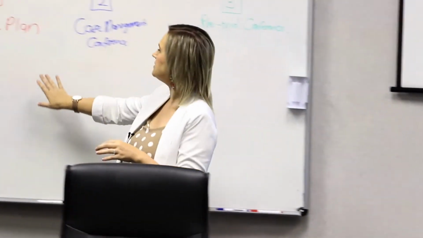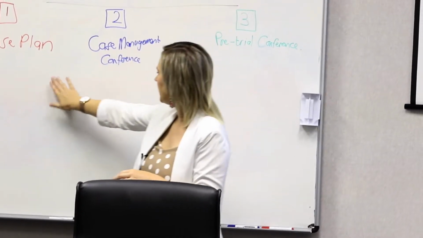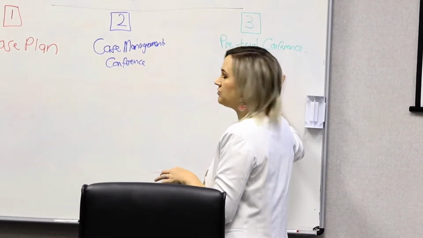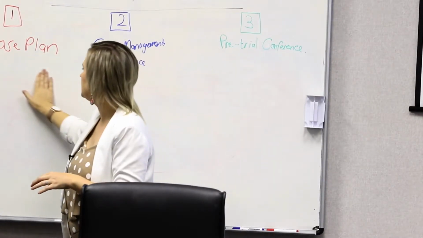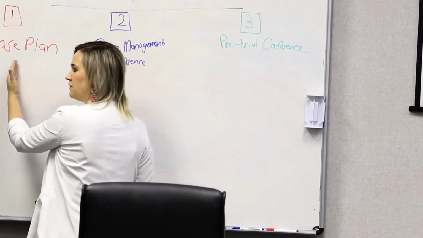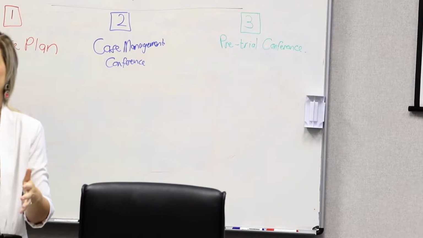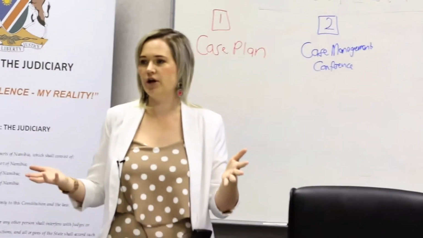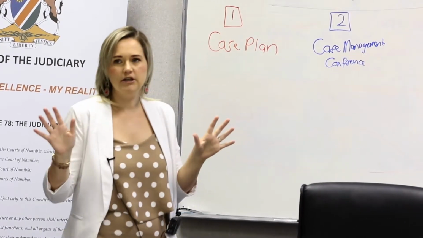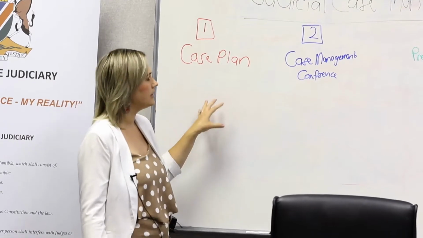Just to catch up where we are, I told you yesterday that judicial case management happens in 3 phases: the case planning conference, the case management conference, and the pretrial conference. So these are the 3 stages of judicial case management. This starts right after notice of intention to defend is filed, so there's no need to case manage an unopposed action. It's unopposed. Default judgment is going to be granted. So no need to judicially manage that case.